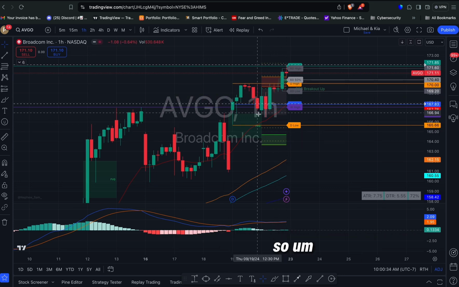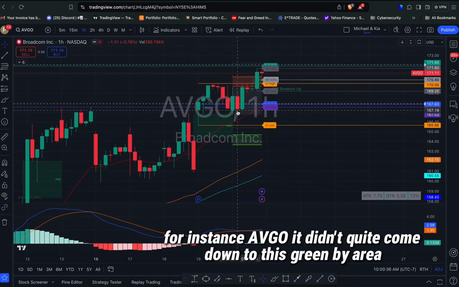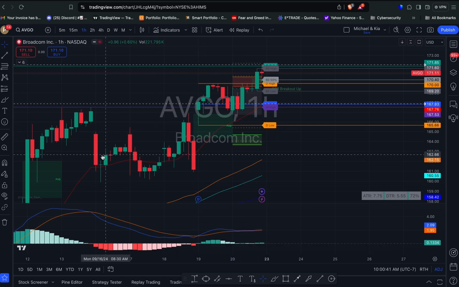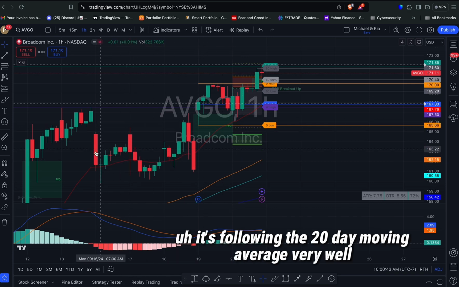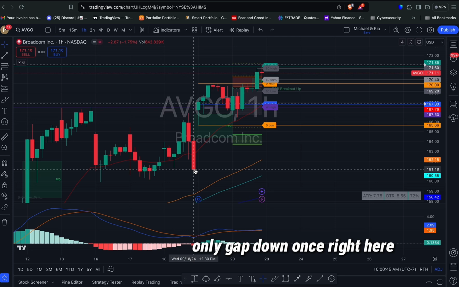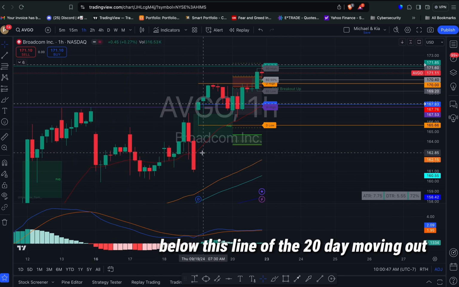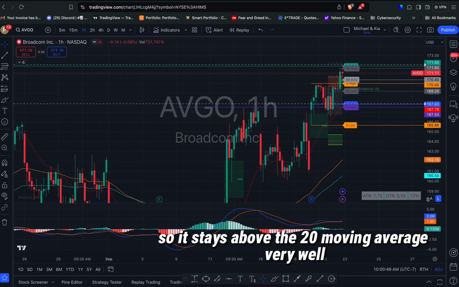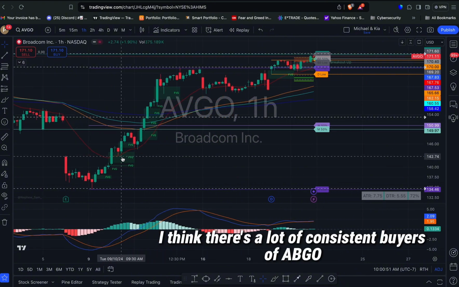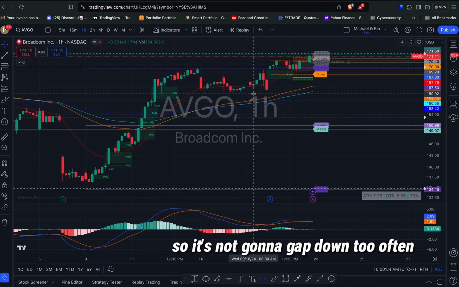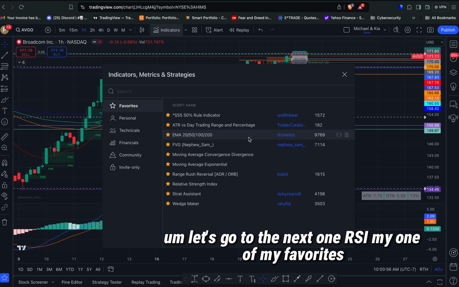So, for instance, AVGO didn't quite come down to this green buy area. It kind of pivoted off of this. It's following the 20-day moving average very well. It only gapped down once right here, below this line of the 20-day moving average. So it stays above the 20-day moving average very well. I think there's a lot of consistent buyers of AVGO, so it's not going to gap down too often.